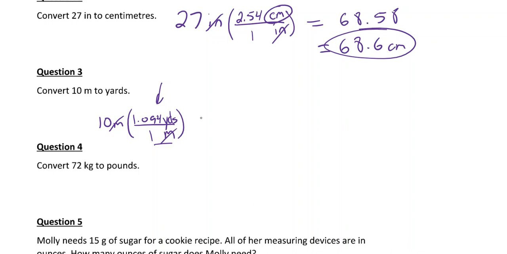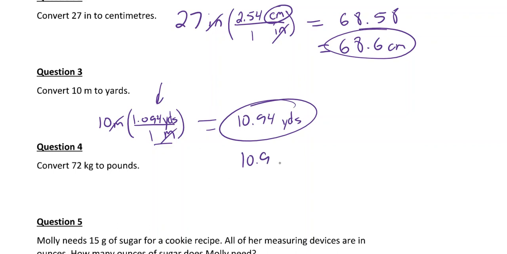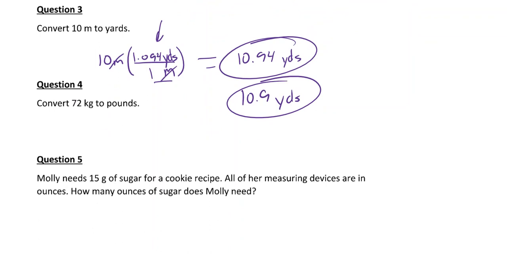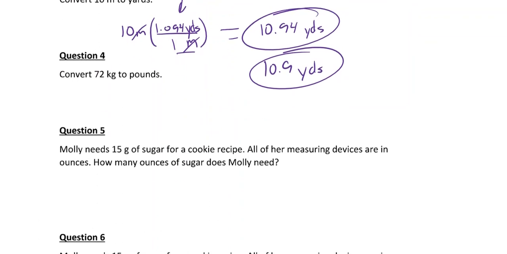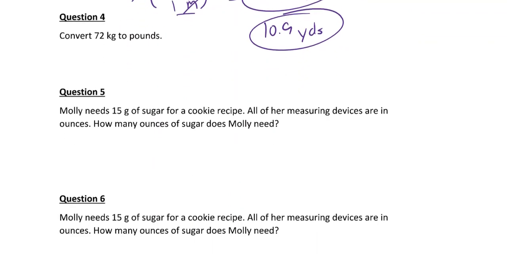Okay. So then all we're going to do is multiply, right? 10 times that would be 10.94. And yards. Sometimes yards is written as YD or sometimes it's written as YDS. And then again, maybe 10.9 would be good. All right. Are you guys good on that? I'll skip through this one just because we've done a bunch like that.